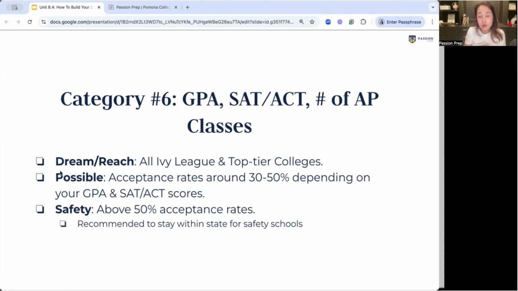And for safety schools with our students, we usually have them stay in state so that you can take advantage of the in-state tuition instead of paying out of state tuition when it's only your safety school. But that's up to you to decide, though this has usually been our protocol. Okay, so that's how you decide that. And in terms of how many colleges should be dream, reach, and possible, I would say 60 to 70% of the schools should be dream, reach, possible, and the remaining can be safety.